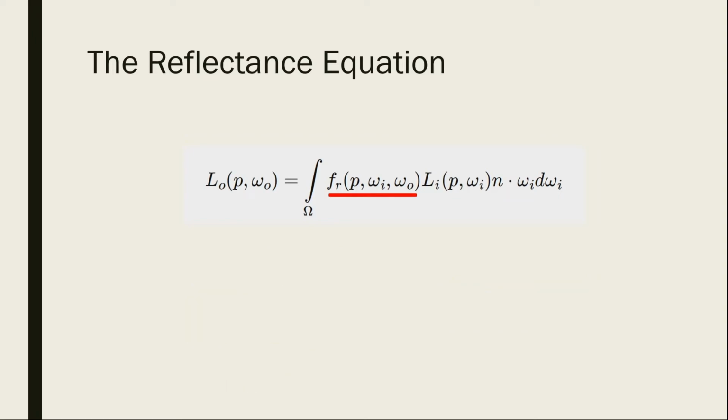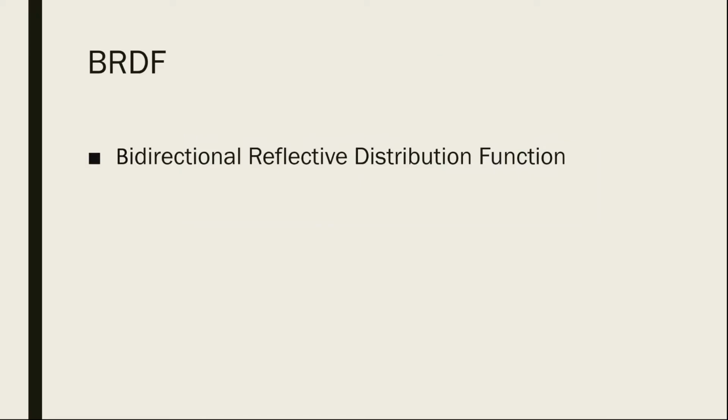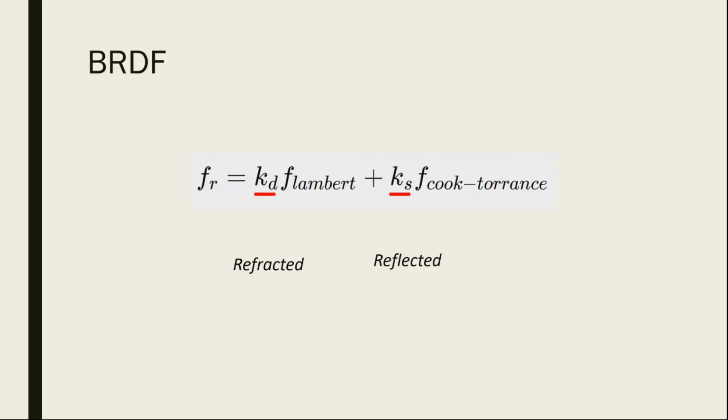So now we know almost everything about the equation except the F value, which comes to the third condition: every model that is going to be PBR has to use a physically based BRDF, which is the bidirectional reflective distribution function. There are several BRDFs out there, but the most popular one, used by almost all real-time PBR rendering pipelines, is this one. It's called the Cook-Torrance BRDF. The Cook-Torrance BRDF has two separate parts.